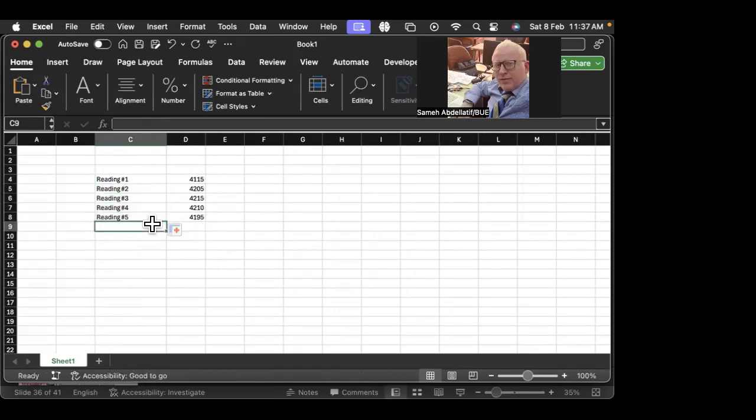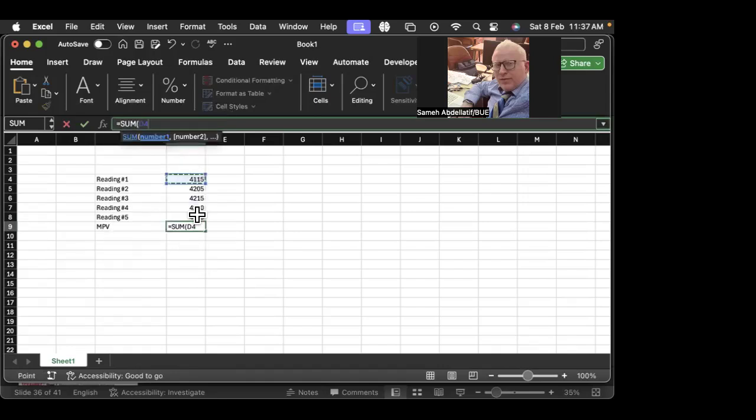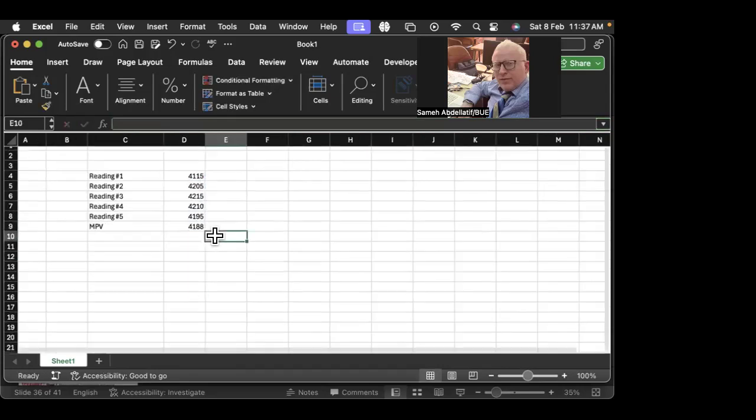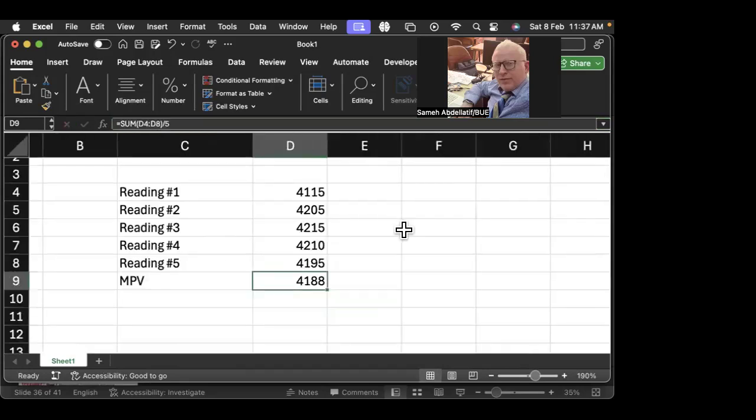So the MPV is simply, as you can see here, a summation of these values divided by the number of readings, which is 5. So as you can see, this is typically the same number we got in our lecture slides, which is 4188 feet. Okay, this is the MPV.